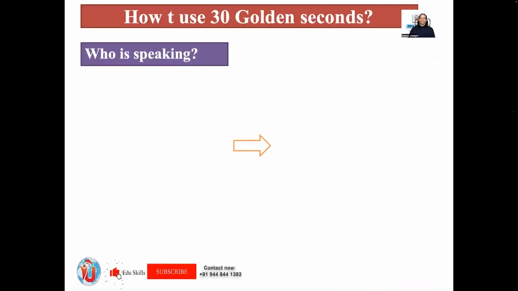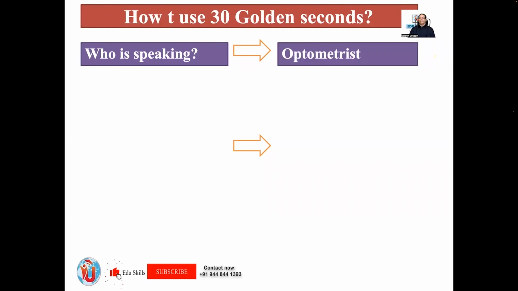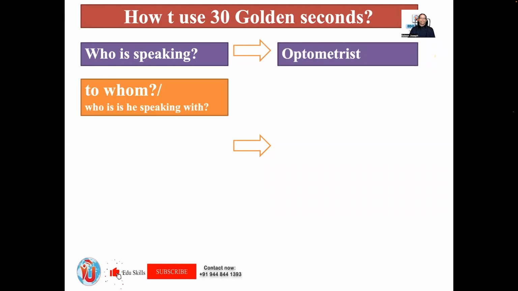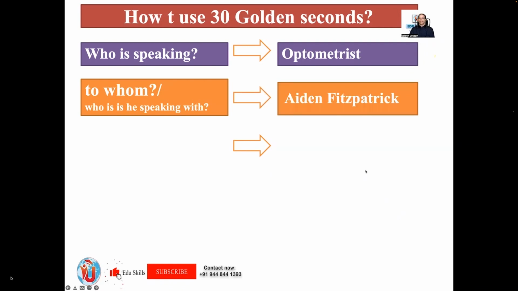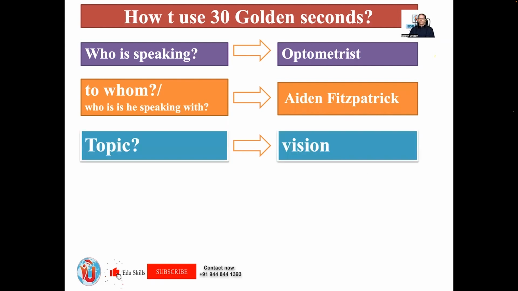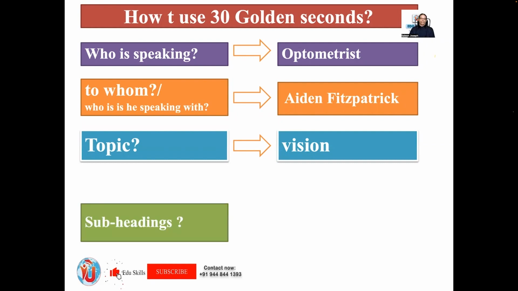How to use the 30 golden seconds? First of all, ask yourself who is speaking. Here in this listening, it is an optometrist, and who is he speaking with? He is speaking to the patient named Aiden Fitzpatrick. And what is the topic? He is speaking about vision, or blurred vision. The kind of problem is vision.